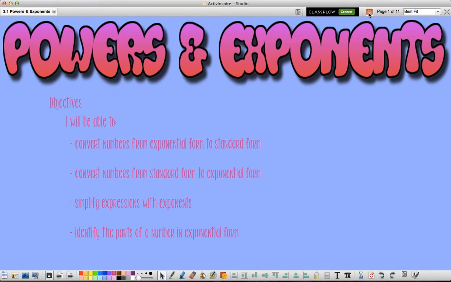Welcome to Lesson 3.1, Powers and Exponents. Today we're going to talk about how to convert numbers from exponential form to standard form, and then from standard form to exponential form, how to simplify expressions with exponents, and how to identify the parts of a number in exponential form.